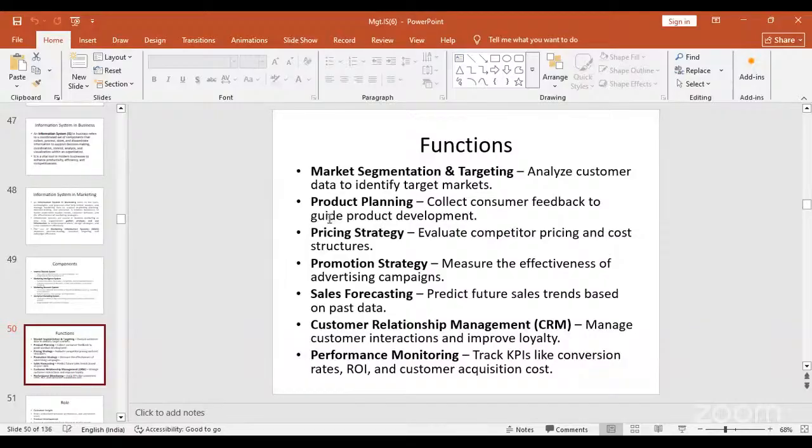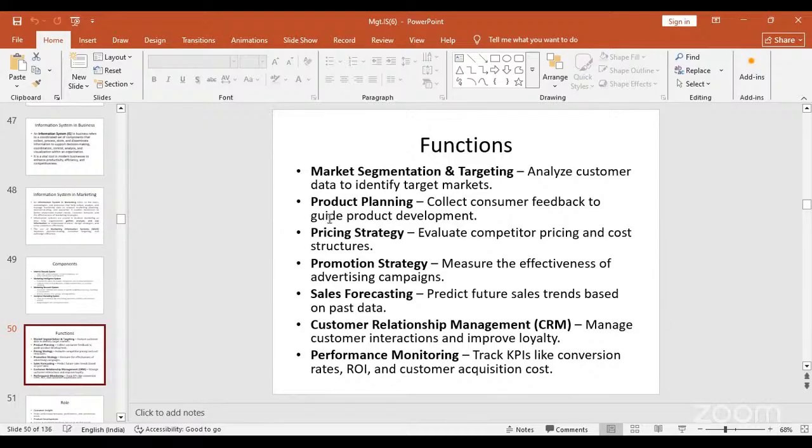Then pricing strategy is also there. Evaluate the competitors' pricing and cost structure. Already I have told, evaluating the competitors' pricing, competitive price. You see, when you search for a product in, suppose, Flipkart, and below that you see similar products with prices. So that is evaluating the competitors' prices and cost structures.